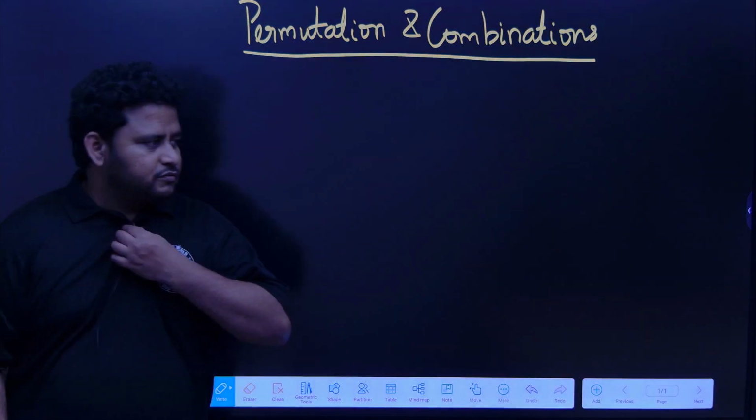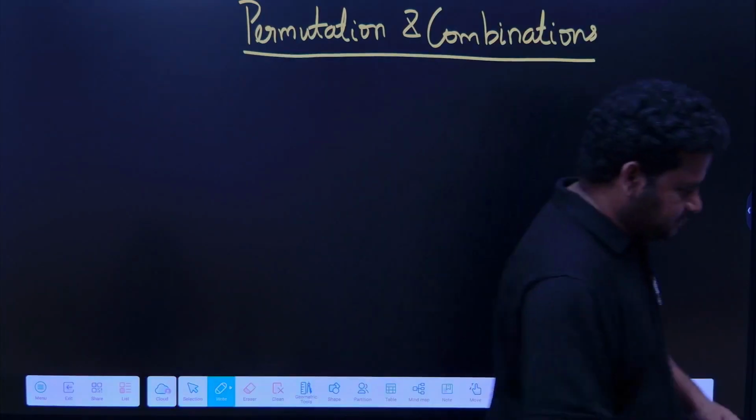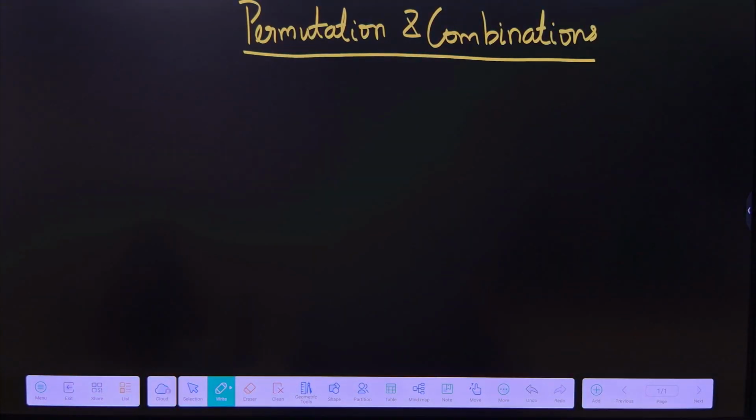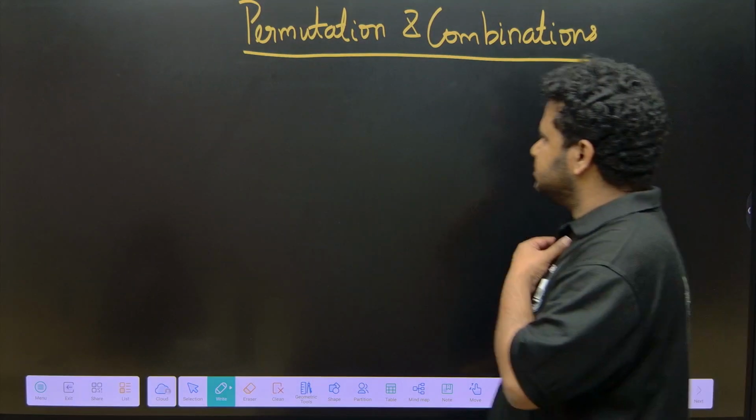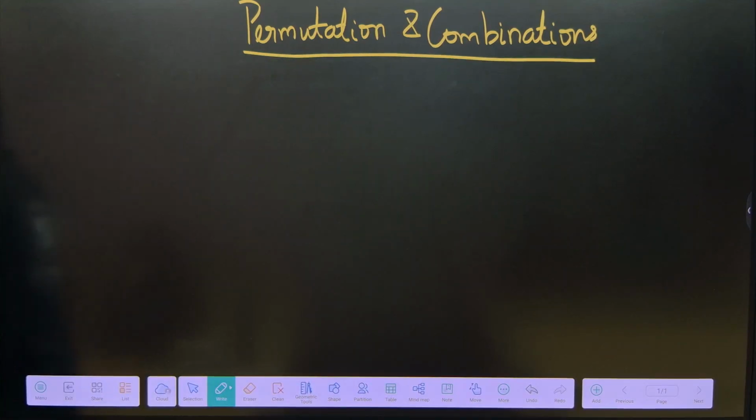Alright. So, today we will be starting with a new chapter, that is permutation and combinations. First of all, you should understand what is the meaning of permutation and combination.